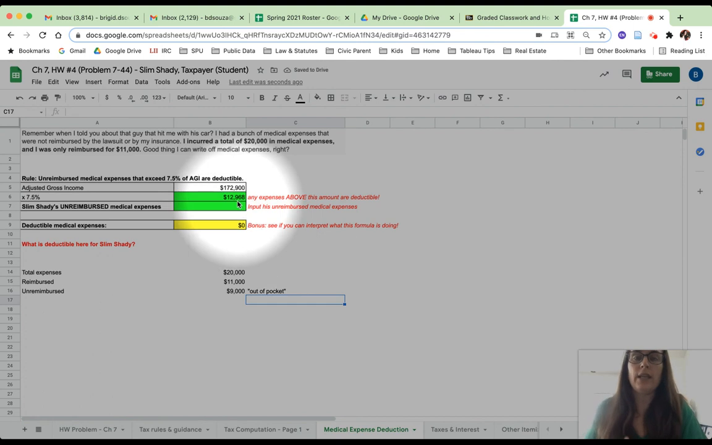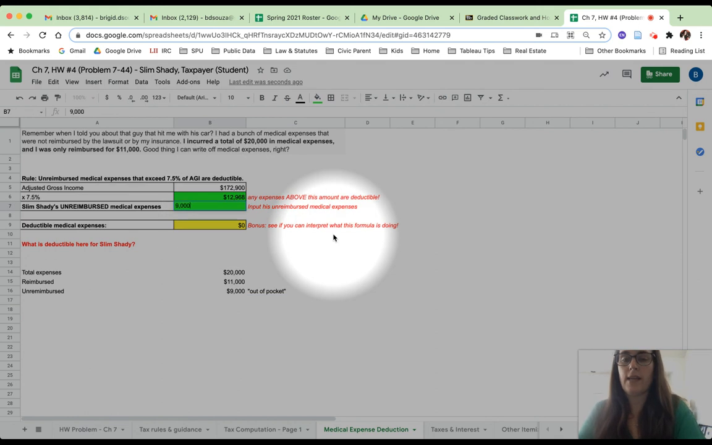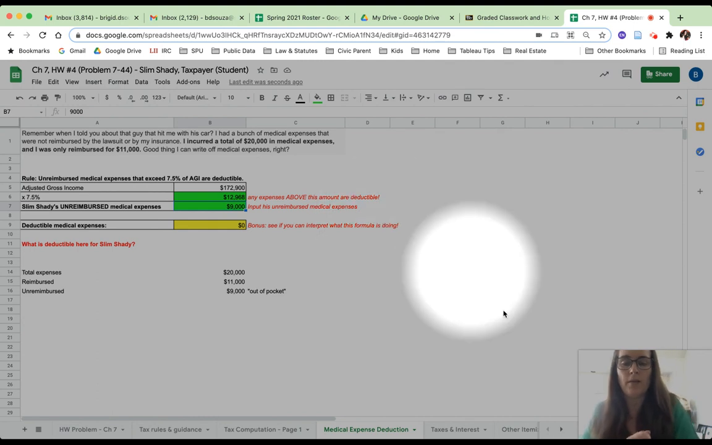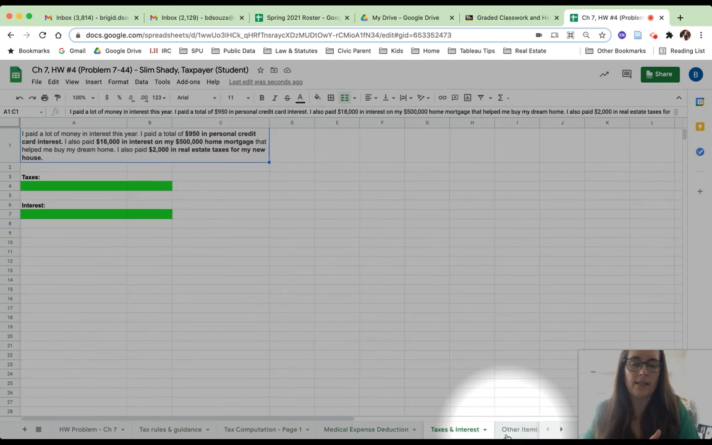But he can only deduct the portion of the $9,000 that is above 7.5% of his AGI. We can see here that $9,000 doesn't exceed $12,968, and therefore he cannot deduct this. I want you to do this on your end to understand the math. I just explained the rule to you, so you have the answer. It's less the answer here and more the process and the approach, and learning some of these rules by doing the math yourself.